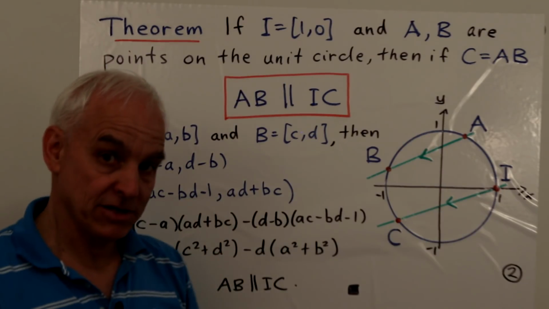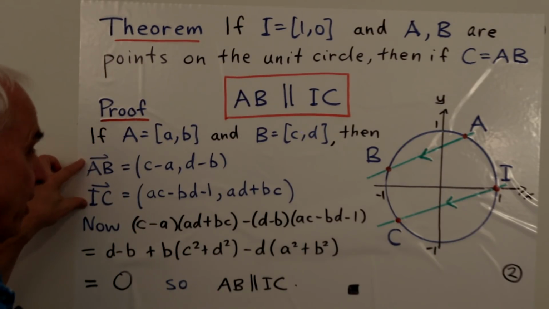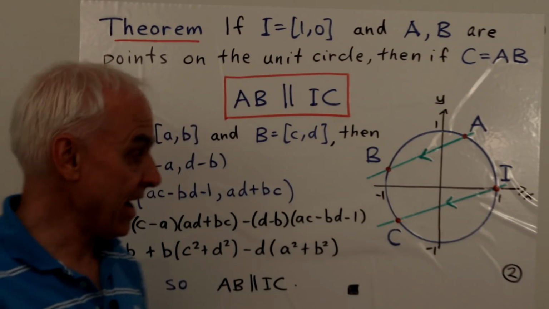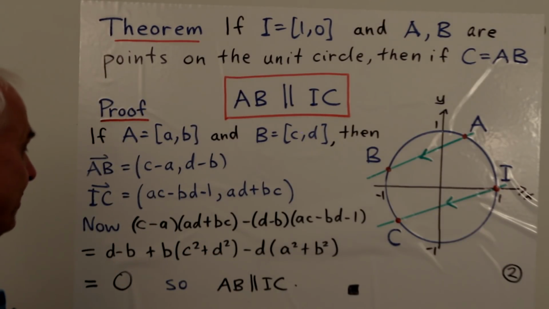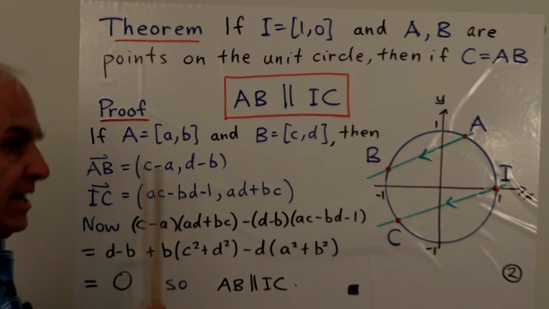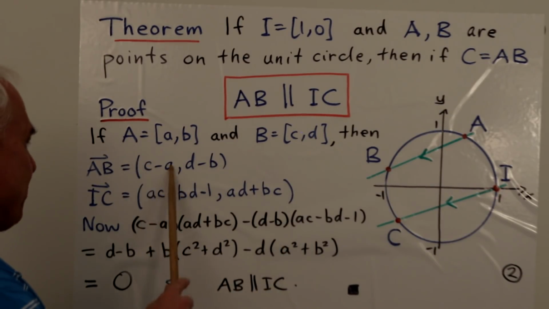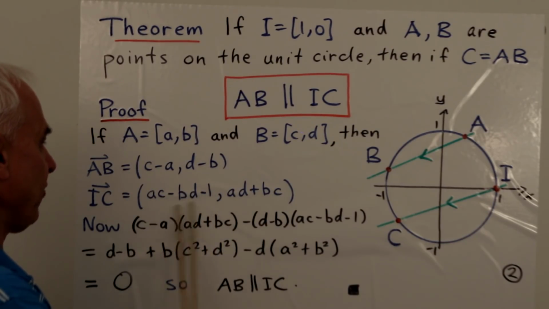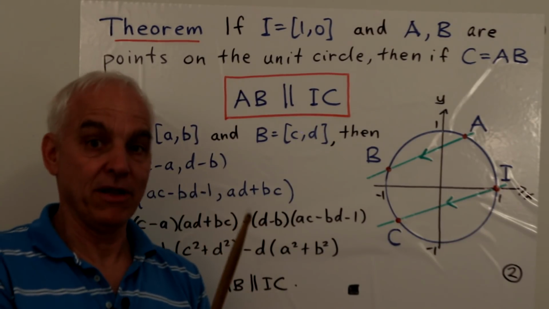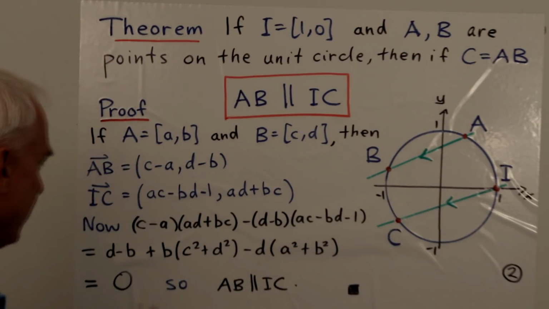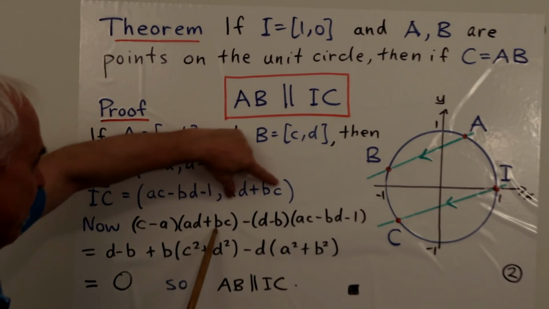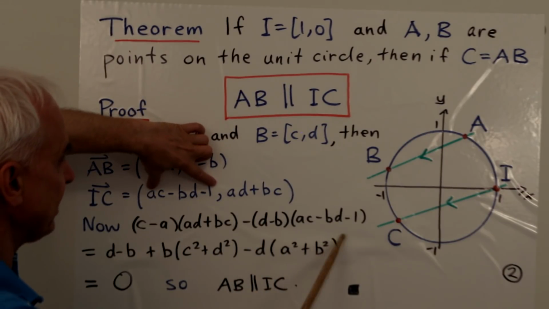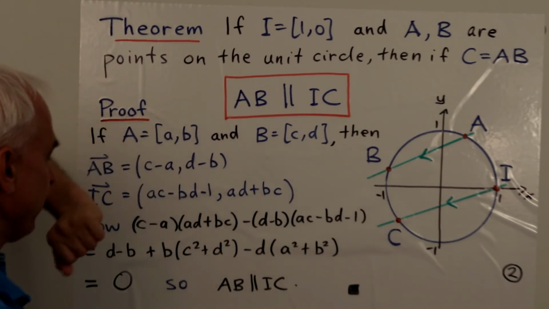And our aim is to show that these two are parallel. Well, they're two vectors. How do we tell whether the two vectors are parallel? We compute AD minus BC. We compute the product of this times this minus the product of this times this. And if those two vectors are parallel, that's going to be 0. So C minus A times AD plus BC over there, minus D minus B times AC minus BD minus 1.